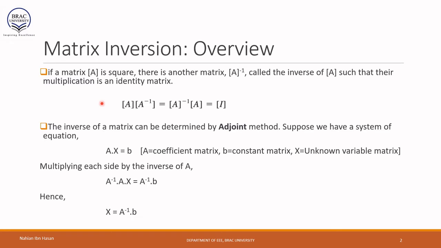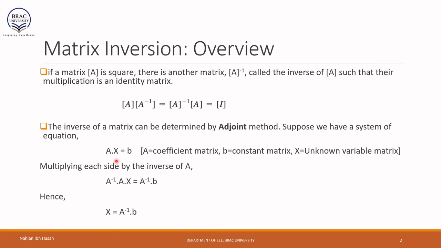So how can matrix inversion help you find the solution of a system of linear equations? For example, let's say we have a system denoted as A times X equal to B. Here A is the coefficient matrix, X is the unknown variable matrix, or we can say a vector of unknown variables, and B is the constant matrix. We can easily compare this equation with the general equation of a system of linear equations that we have learned in our previous lessons.